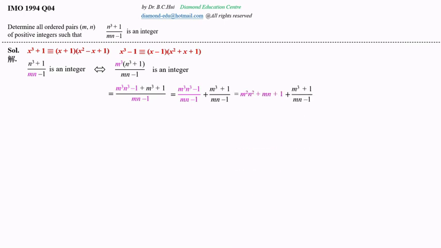The fraction on the left, which is pink in color, is indeed an integer. This altogether is an integer if and only if the part on the right hand side, which is (m^3 + 1)/(mn - 1), is also an integer. That is to say, m and n in the quantity could be interchanged.